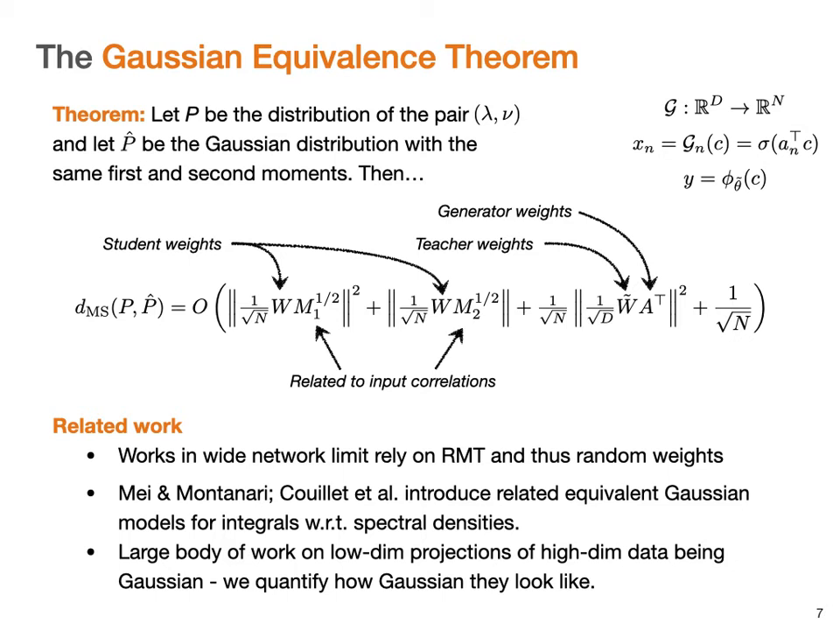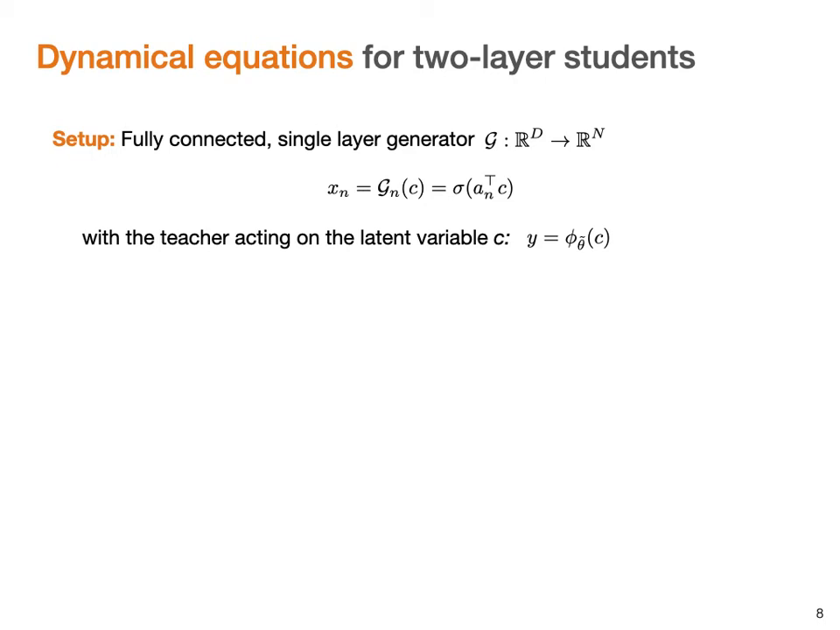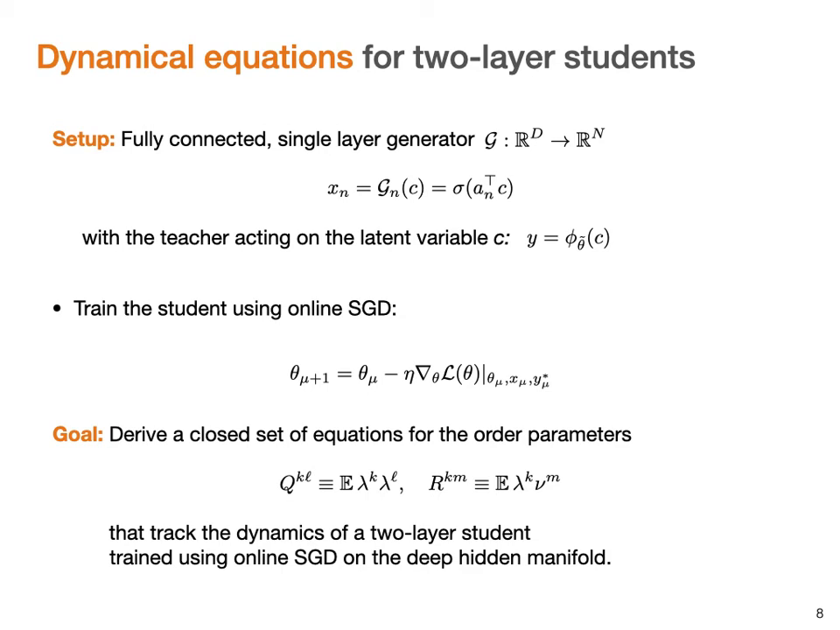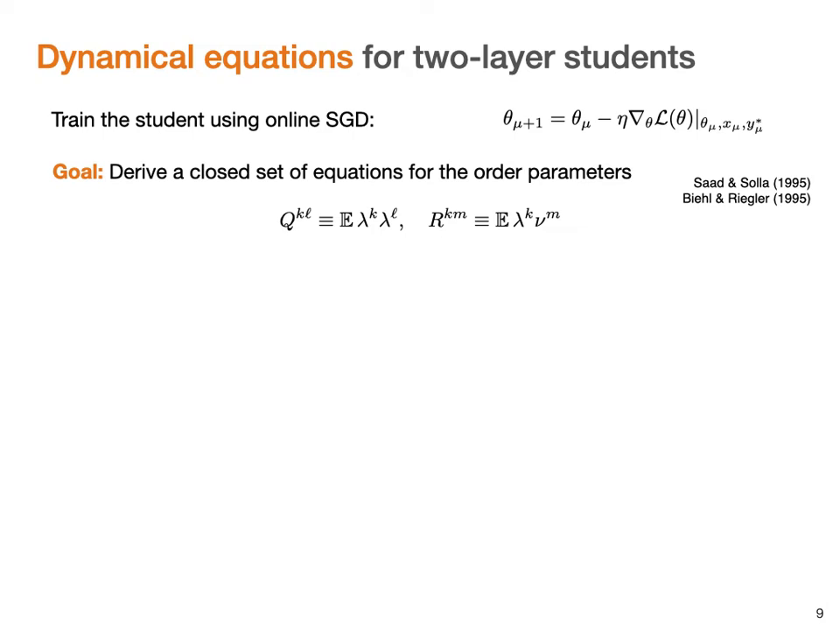Now, let's put this GET into use. And the first application that we show in the paper is to derive dynamical equations which describe the dynamics of two-layer neural networks when they're trained using stochastic gradient descent. And the goal, more precisely here, is to derive a set of closed equations that describe the dynamics of these order parameters, these second moments of the local fields Q and R. Now, in the vanilla teacher-student case, this has been done in some seminal papers by Saad and Solla and Biehl and Schwarze in the mid-90s.